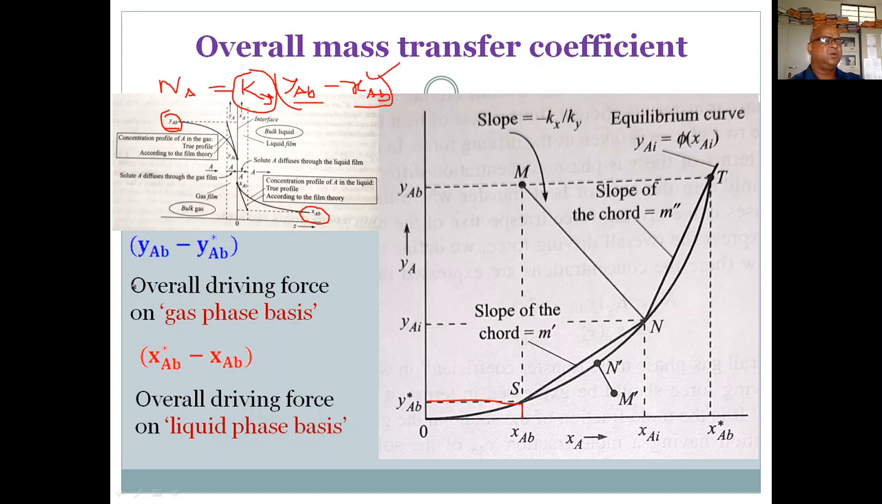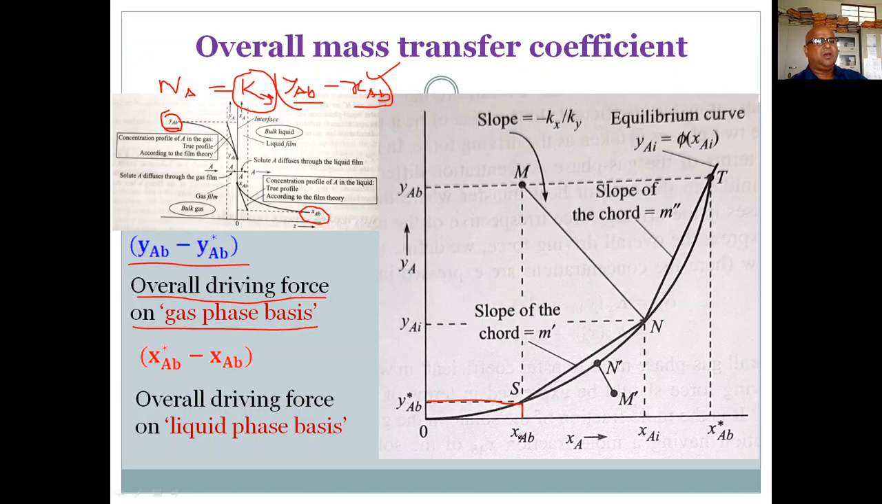Okay. So this driving force here, if you see, no problem, this is based on the gas phase, this is also gas phase bulk concentration, and this is YAB star, the equilibrium concentration of XAB, and this is called the overall driving force on a gas phase basis.